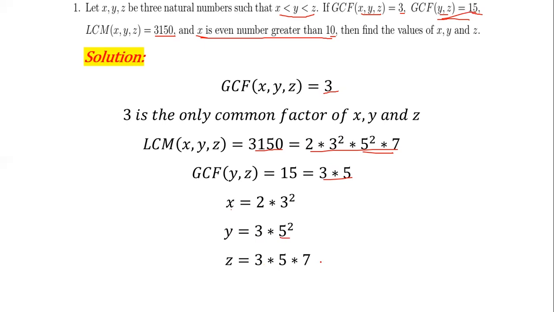So the corresponding values of these three natural numbers would be: x is 18, which is 2 times 3 squared; y is 75, which is 3 times 5 squared; and z, the product of these, is 105. If we observe the condition here, it is satisfied, that is, x = 18 is less than 75, and again 75 is less than 105.